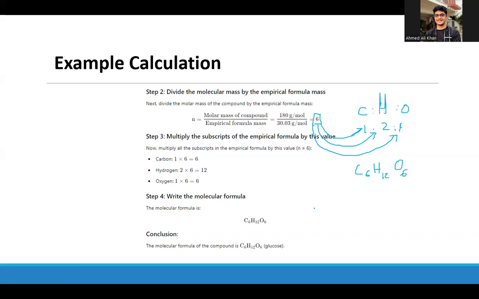Simple. That's the last step. Just multiply the subscripts of the empirical formula by the value you got by dividing the molar mass of the compound by the empirical formula mass, and then you get the exact number of atoms in the actual molecule, and that gives you the molecule of glucose. That's how you calculate the molecular formula from the empirical formula and the molar mass. So I hope that's clear. If you have any questions, please do ask.